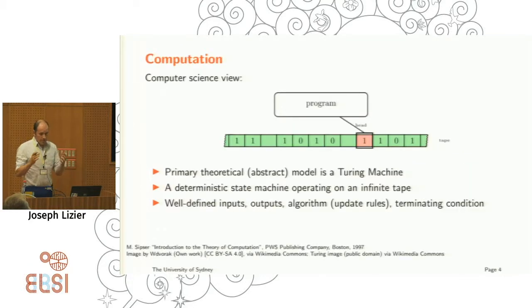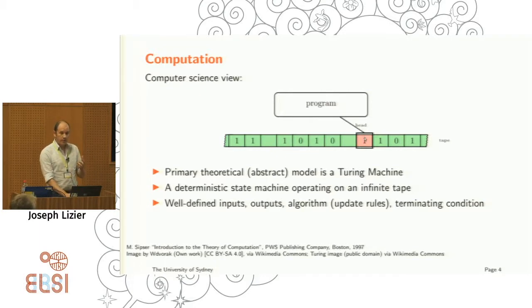So to start, I want to think about how we can quantify or model computational or information processing in complex systems. If you go to a computer scientist and ask what computation is, they're going to talk about Turing machines, which are the primary theoretical abstract model of computation. Turing machines are deterministic state machines that operate on an infinite tape. What you have is the machine has an internal program structure, a set of rules that tell it what to do, and at every time step, it has a head that reads one section of the tape. So at every time step, it will read one section.